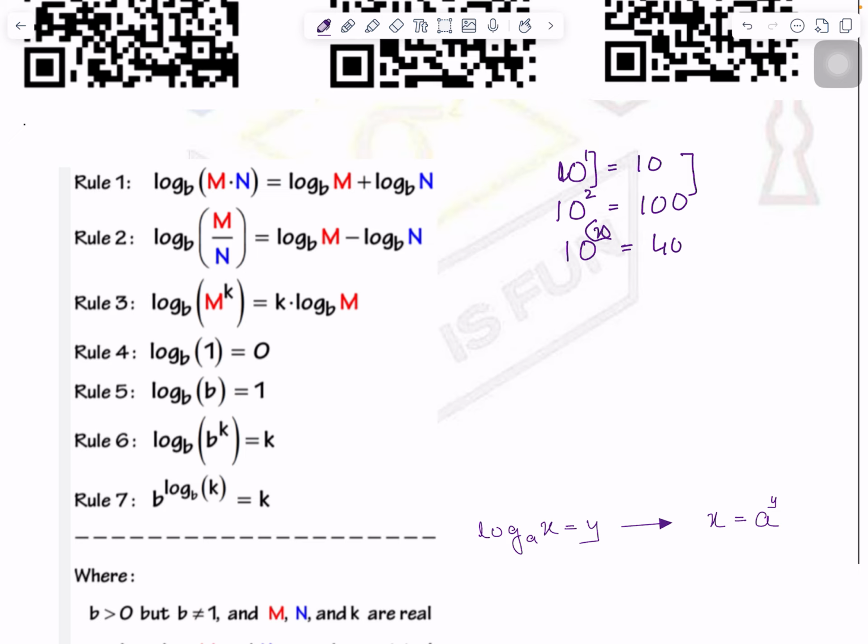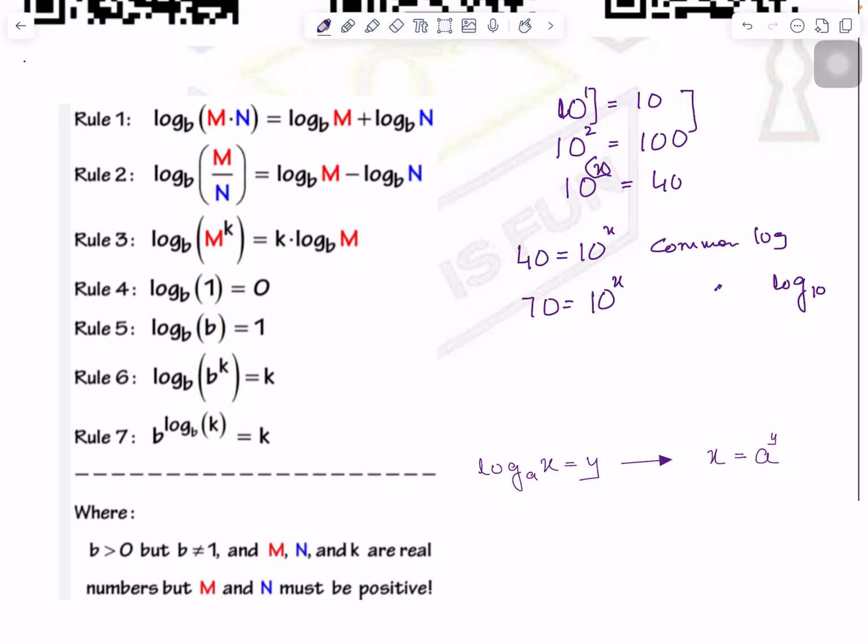Usually we talk about 2 bases. One is 10 and one is e. Any number which can be changed into base 10 is called common log. So I can say I want to change 40 into base 10 power, so I will call it common log and I will use it. It is represented by log base 10. This is how it is written.